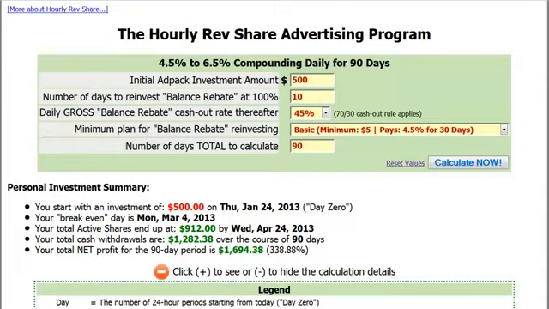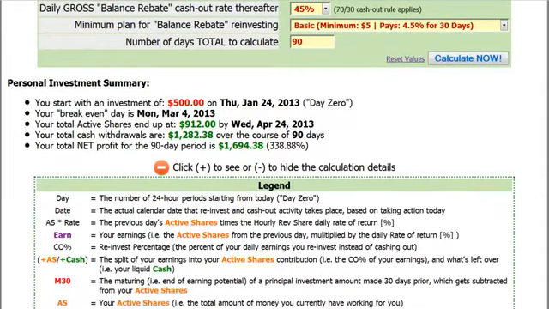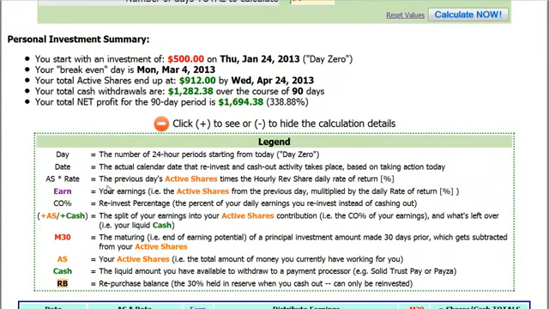Click the plus button, and what that does is it reveals this legend. Again, you can read what everything means. All of the various things kind of are abbreviated because this takes up a lot of room.